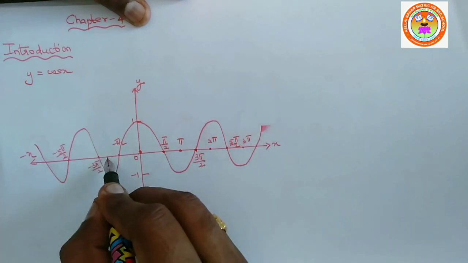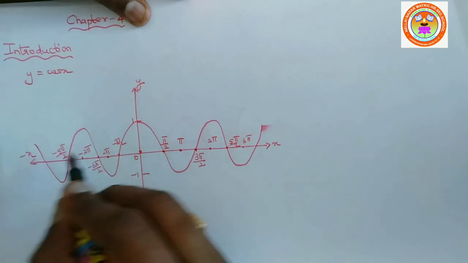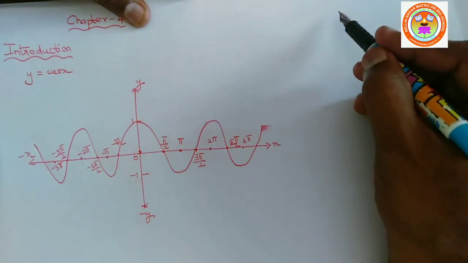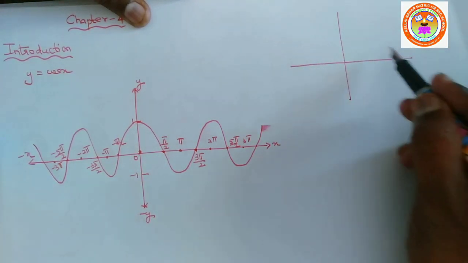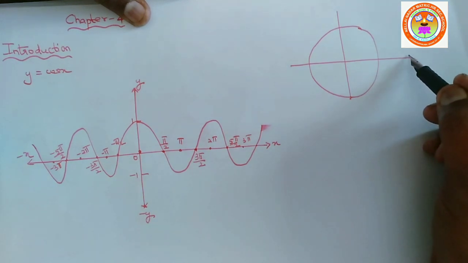The same happens here. This is minus pi, this is minus 2 pi, this is minus 3 pi. We have plotted the values. Even though we have plotted them, we need to check the correctness of plotting the points here. So how can we check it? Using the unit circle which we used in the previous introduction of exercise 4.1.